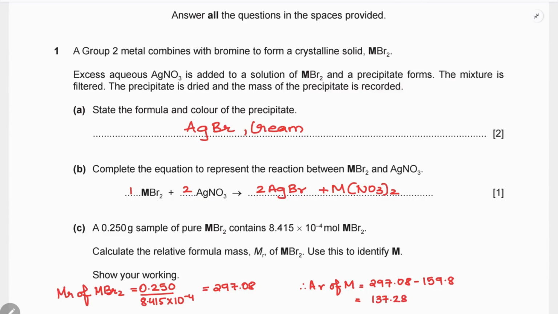Complete the equation to represent the reaction between MBr2 and AgNO3. So over here they have already given us a metal bromide and AgNO3, which gives us AgBr, silver bromide, along with the nitrate. Once we're done completing the equation, we have to balance the equation. 1 and 2 are the answers for the respective equation.